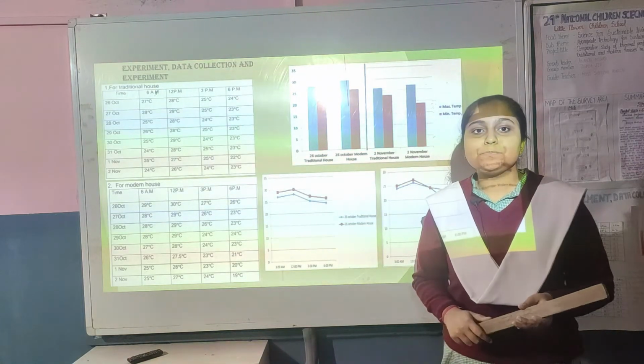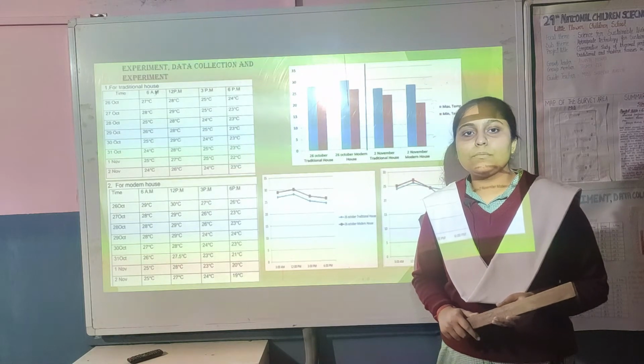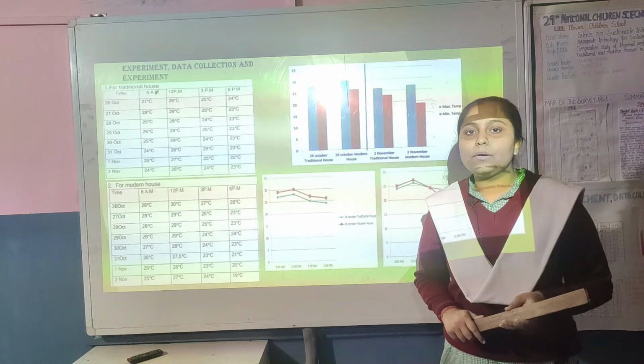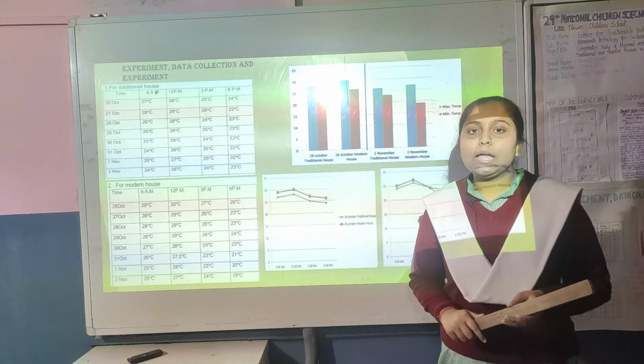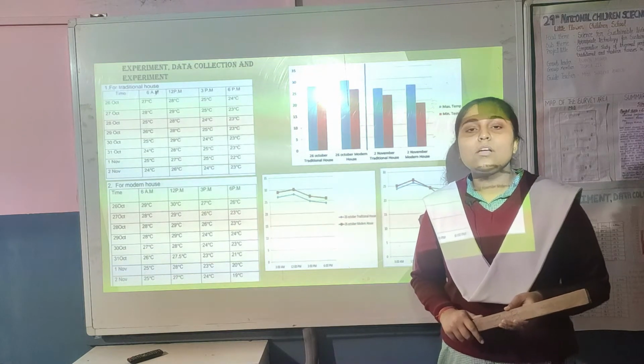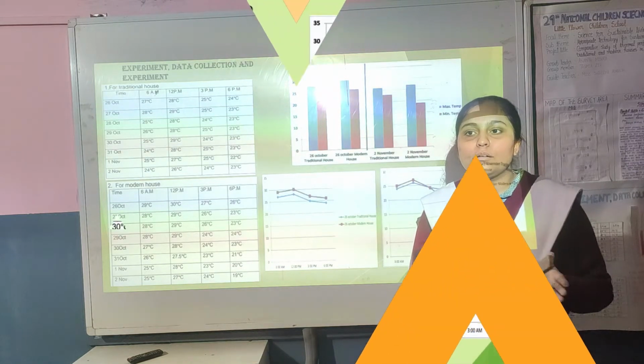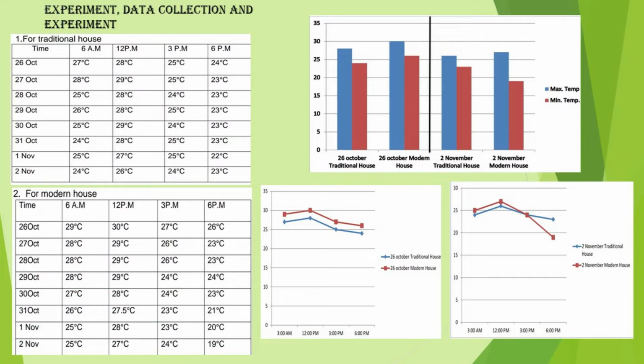For modern house, the maximum temperature was observed at noon time when the sun is at its peak, and the minimum temperature was recorded during evening, and the range of temperature that we got is 22 degrees Celsius to 30 degrees Celsius, and the variation of temperature between average minimum to maximum was around 6 to 7 degrees Celsius.